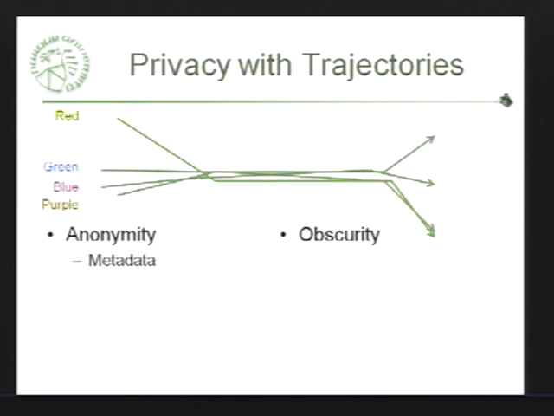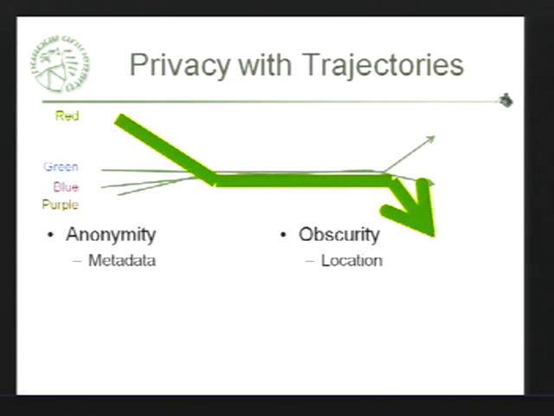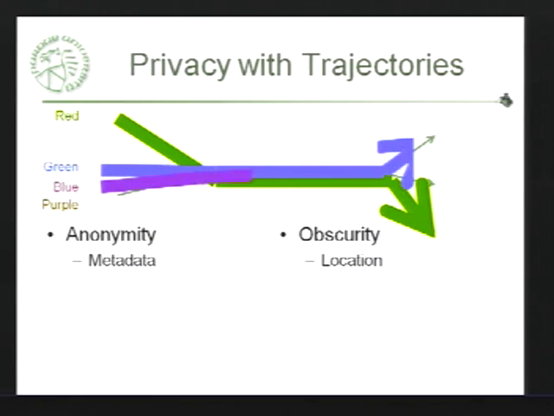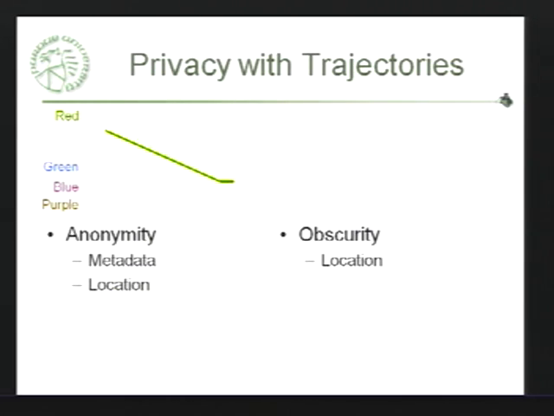Trajectories start getting even harder. We can anonymize the metadata so you can't tell which track is which, we don't have the cell phone number attached to it. We can obscure the location so it's harder to see. We can anonymize the locations so that any individual points are the same. Combine these, and now you look at this and you say, well, I may know where red started out, but I don't know where they ended up. So this is getting better.